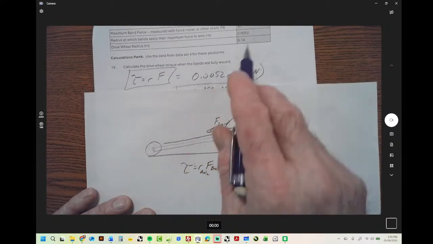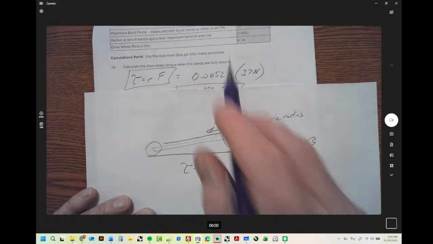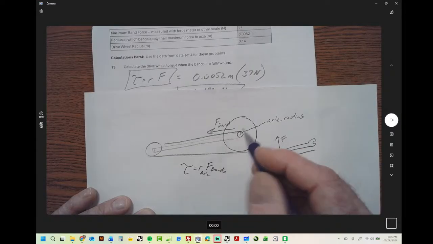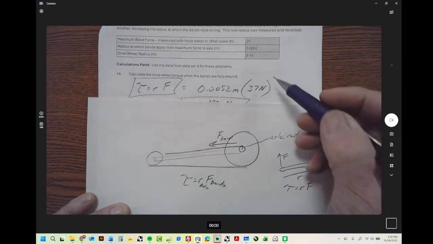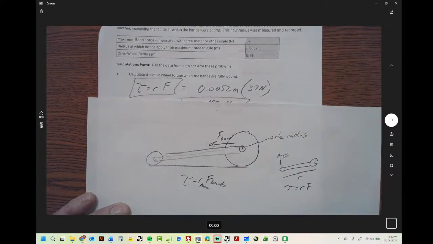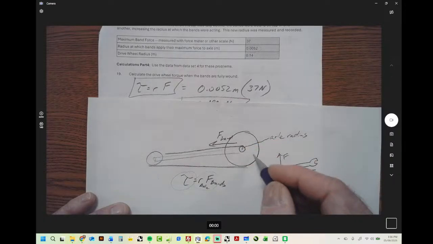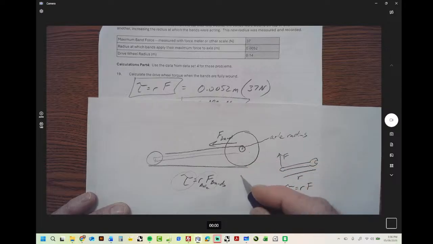And that's 0.052 for the radius and 37 newtons for the force. Now that 0.052 is greater than the metal, because in this particular case, as they were winding this up, that made this thicker and thicker and thicker, so that increased the radius to be a little bit more than just the metal axle. So this is what generates the torque. And the torque gets exerted throughout the entire wheel. If you grab onto the wheel here or here or here at any point, you're going to feel the torque, the twisting force.